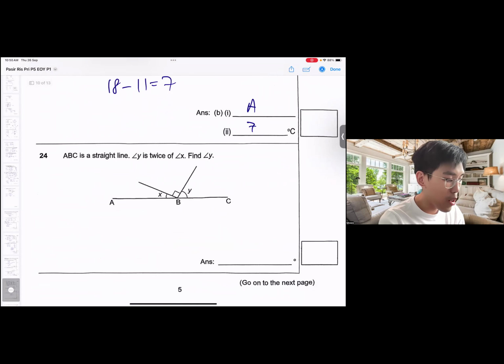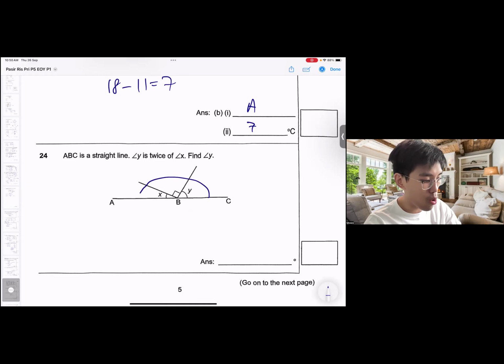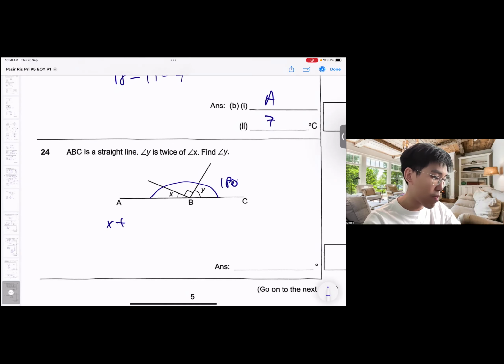Question 24. ABC is a straight line. Y is twice of X. Find Y. As you can see, AC lies along a straight line. That means if you are looking at a straight line, the whole thing here is how many degrees? 180 degrees. And we see that there's already a 90 degrees right smack in the middle. That means we can say angle X plus angle Y equals 90.